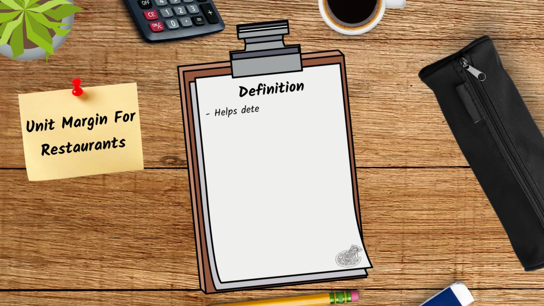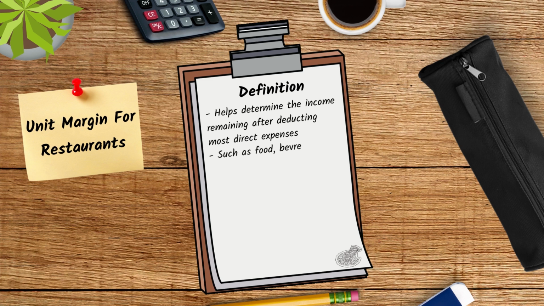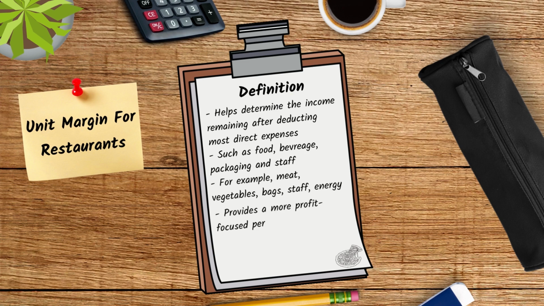A unit margin helps you to determine what income is remaining after deducting most direct expenses from a single product, such as food, beverage, packaging, and staff. For instance, that can be the meat, vegetables, the takeaway bag, the person who helped to produce or to sell the product. It provides a profit-focused perspective rather than a cost-focused perspective. In that way, this is complementary to the cost of sales of a product.